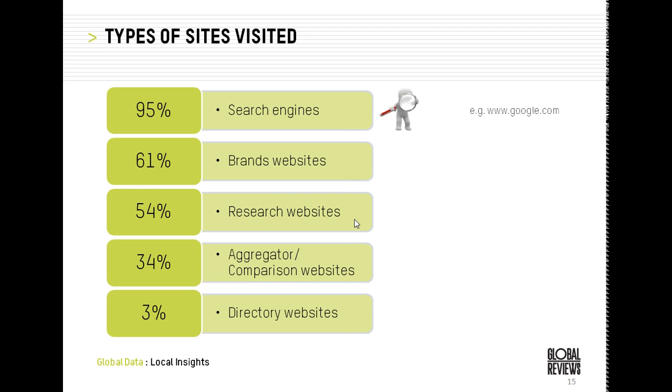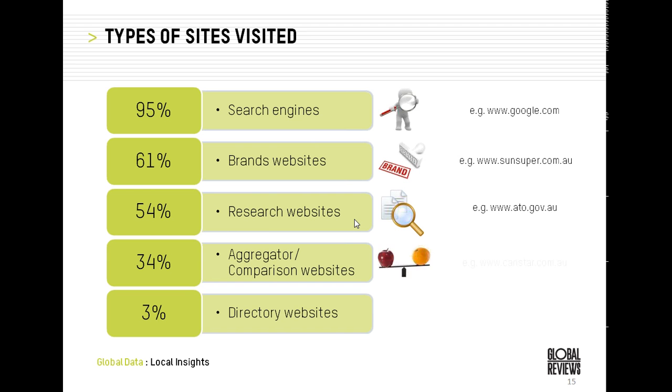So not surprisingly, a lot of people, 95%, go to a search engine at some point during their research. 61% would visit a brand site, which will be one of the superannuation funds, and over half would also go to research sites to get some more information, to try and understand which one is the best one for me, to really get the details of the funds and the difference, and how the different funds would benefit different needs to select the right one. About a third will go to a comparison site such as CanStar.